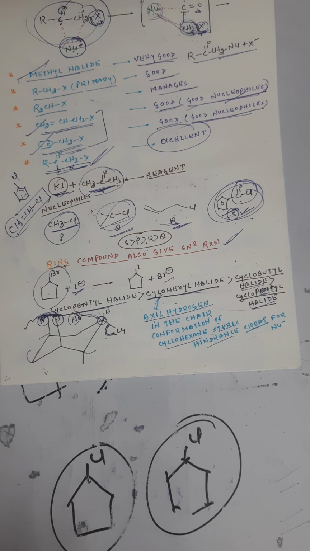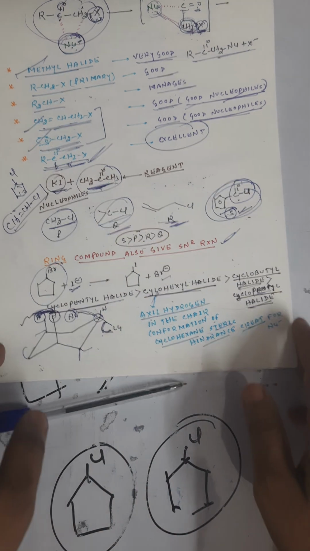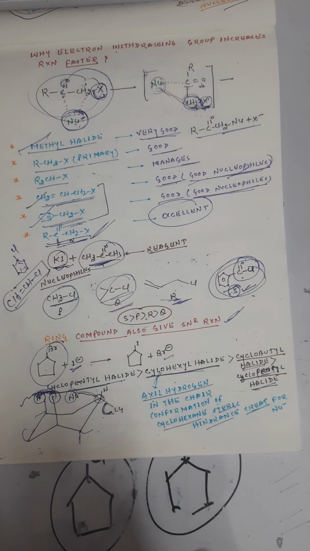Clear? So I hope you understood where SN2 occurs, why the polar aprotic solvent is required, and second, why crowding matters. If you take crowding, the reaction will be negligible. I taught you both the things.